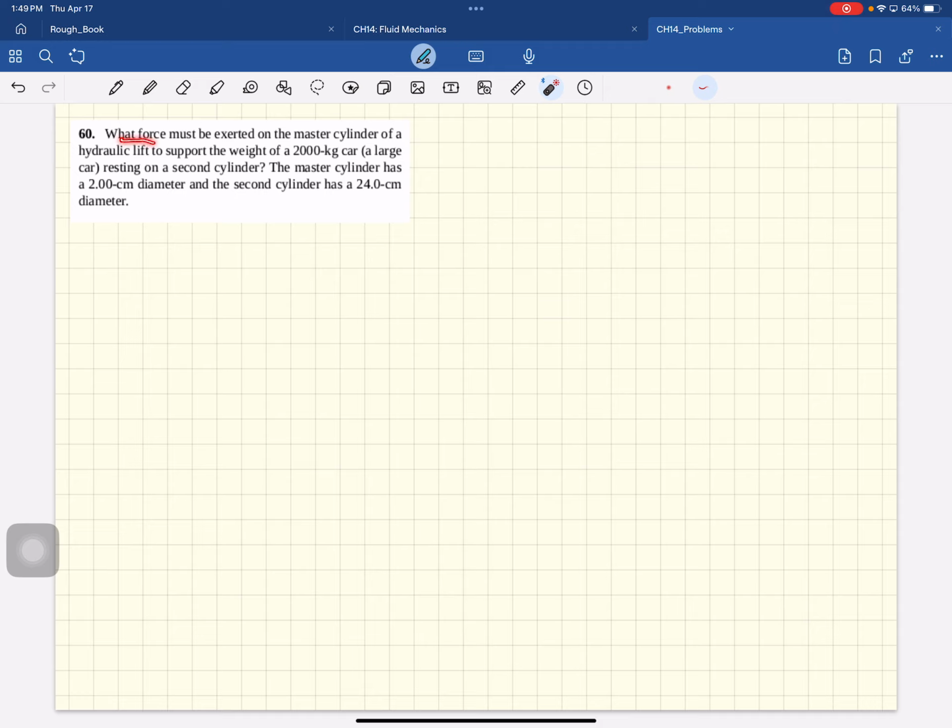Okay, this problem says, what force must be exerted on the master cylinder of a hydraulic lift to support the weight of a 2,000 kg car? So 1 kg is 2.2 pounds, so this is a 4,400 pound vehicle. So it's an SUV resting on a second cylinder.